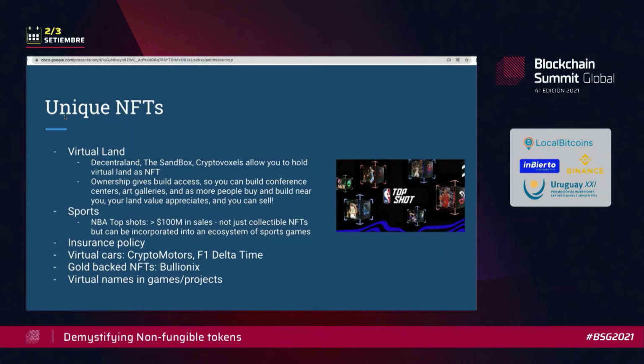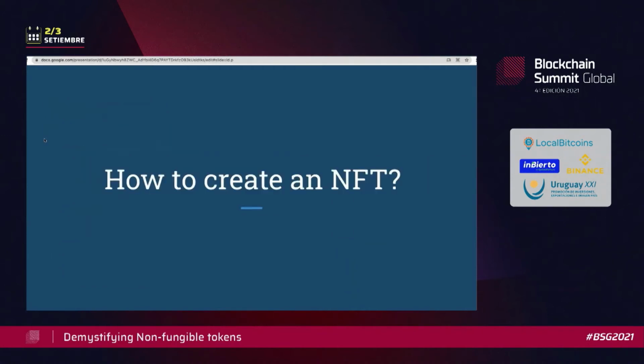There are some names that carry more weight than the other names. For example, Vitalik Buterin, who's the creator of Ethereum, if you get that virtual name in a game or a project, that has a higher value. So you can, using NFTs, trade these virtual names in games and projects as well.